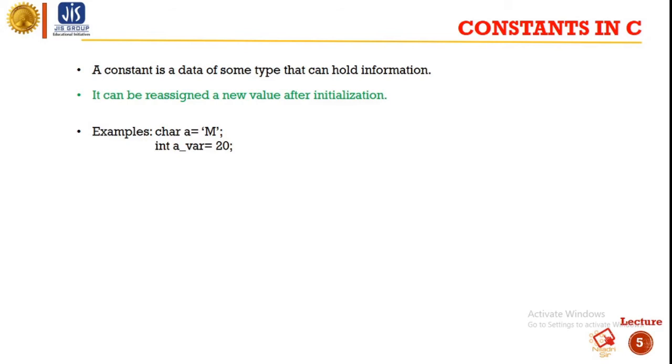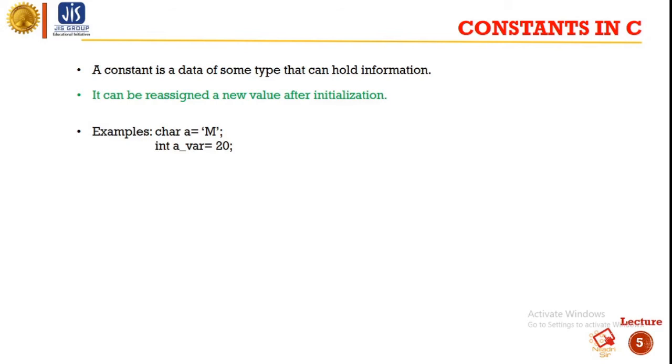So what are the rules for constructing an integer constant? An integer constant must have at least one digit. It must not have a decimal point. It can be either positive or negative. If no sign precedes an integer constant, it is assumed to be positive. No commas or blanks are allowed within an integer constant.